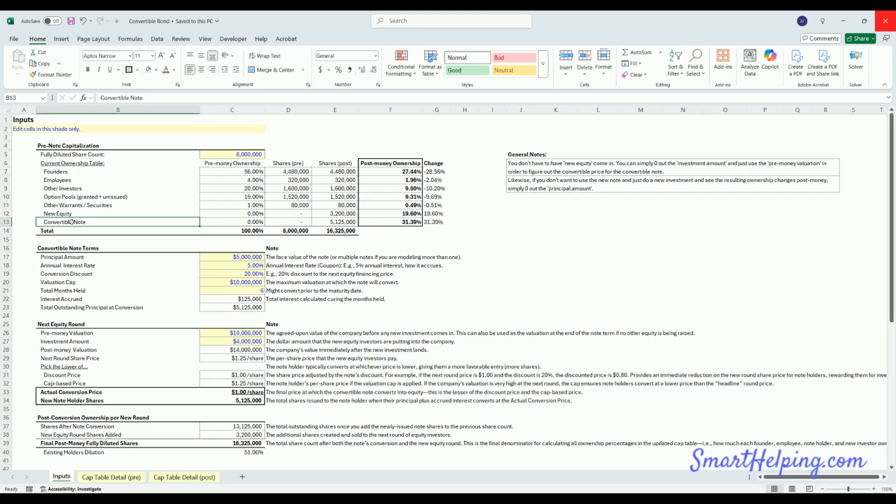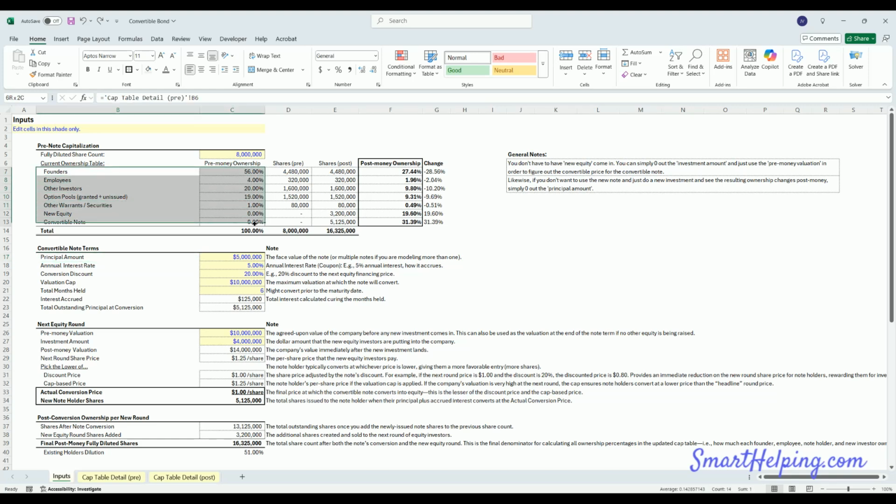If you want to zero out the convertible note, you just zero out the principal raised here, and it'll just show you what happens if you raise more money in an equity round. Or if you want to zero out the equity round, you zero this out, investment amount, and then the convertible note will convert based on the pre-money valuation here. So this is basically the future valuation that's going to be used as the basis for either one or both the convertible note or the equity raise.